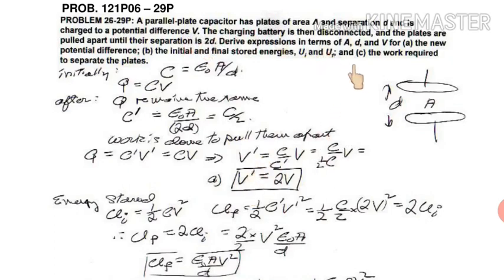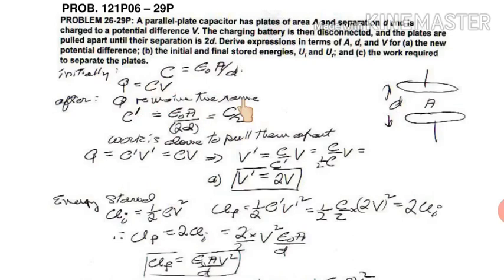Okay, now we know this thing for a parallel plate capacitor. What is the expression? It is C is equals to epsilon naught A upon D. Okay, now we know this thing also, that what is Q? Q is equals to CV. Now after disconnecting the battery, this is the condition given in the question, Q will remain same. We know this thing, Q will not change.